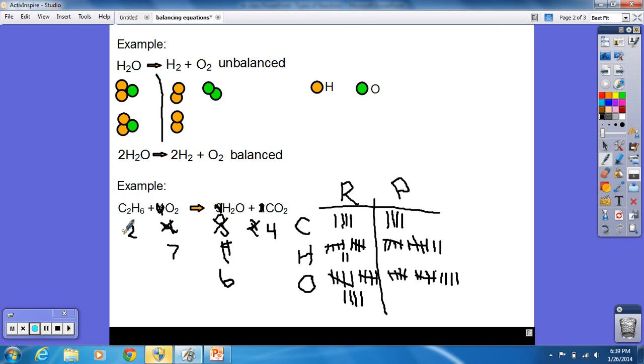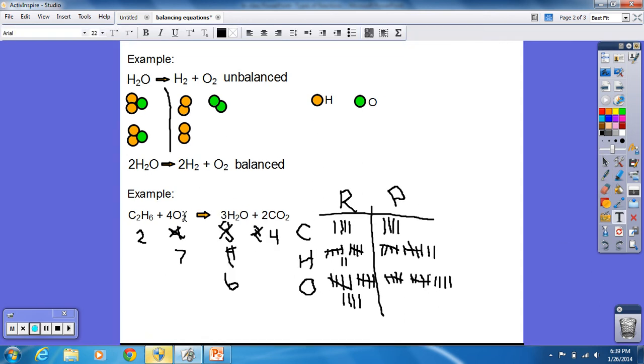And so now I can double check. Now this time I'm going to double check before I go and put it in with little text characters. So if I've got 2 carbons, I've got 4 here and 4 there, so that's good. I would have 12 hydrogens and 12 hydrogens, so that's good. I've got 14 oxygens, and I've got 6 plus 8, which is 14, so that's good. So now let me balance it for real.